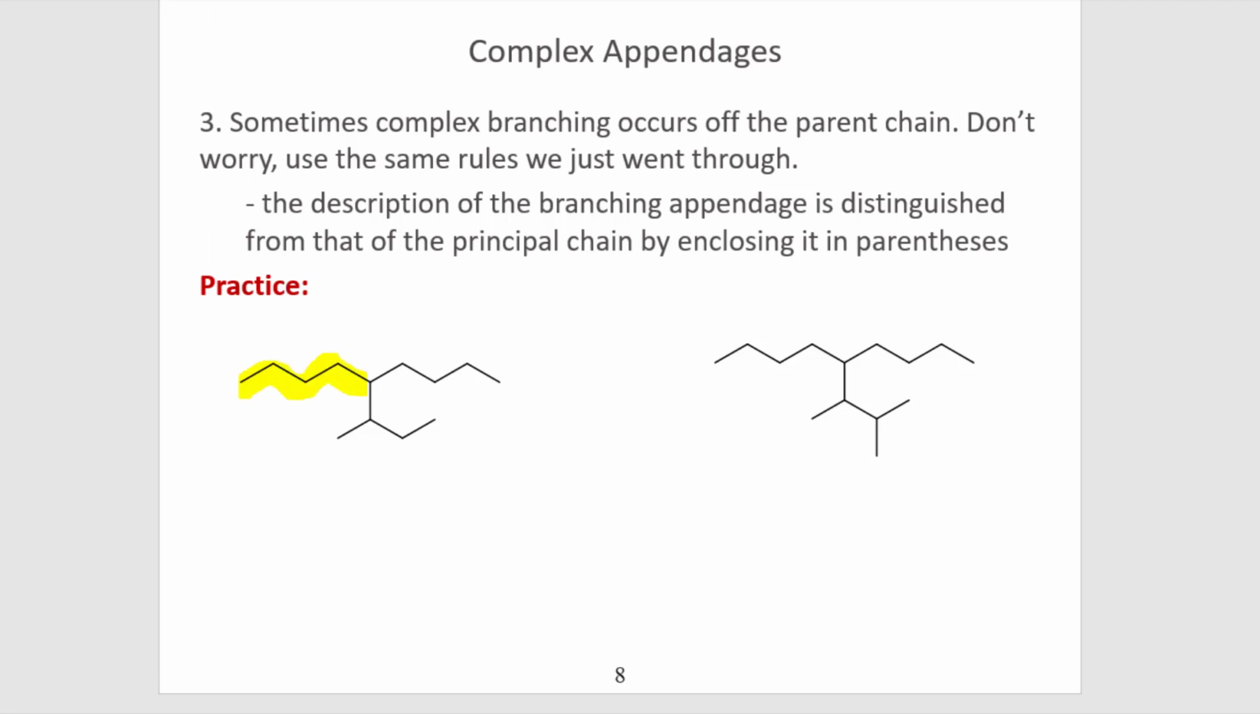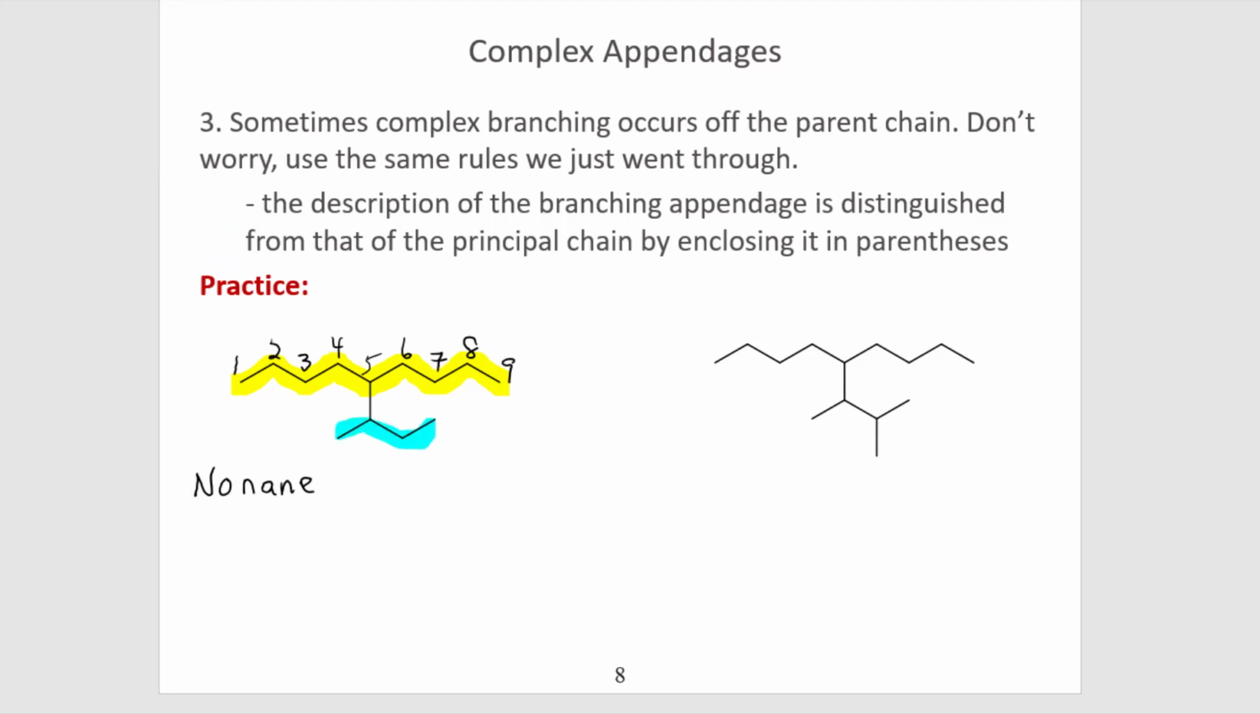1, 2, 3, 4, 5, 6, 7, 8, 9. Is that the best I can do? Yep, I think that's the best I can do. So 9. Does it matter which way I start numbering? 1, 2, 3, 4, 5. No matter which way I start numbering, 5 is the first carbon I come to with an appendage off of it. Substituent. So longest parent chain is nonane. And there's a substituent off of it.